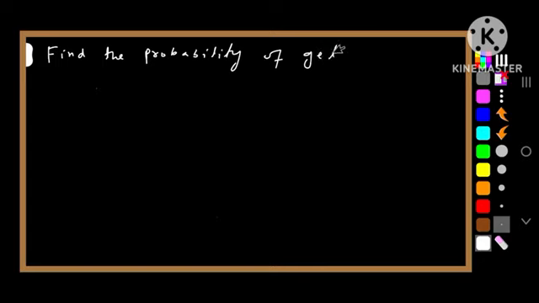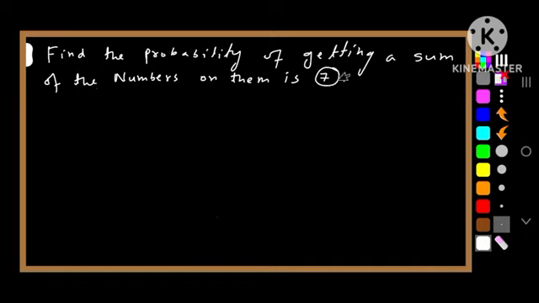Next question. Find the probability of getting a sum of the numbers on them as 7 when two dice are rolled at a time.